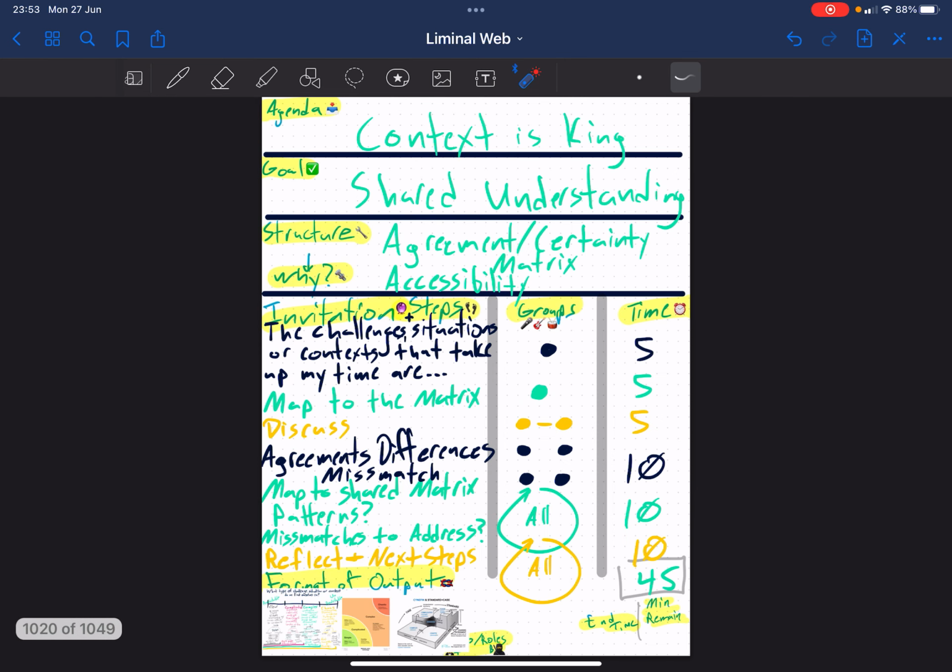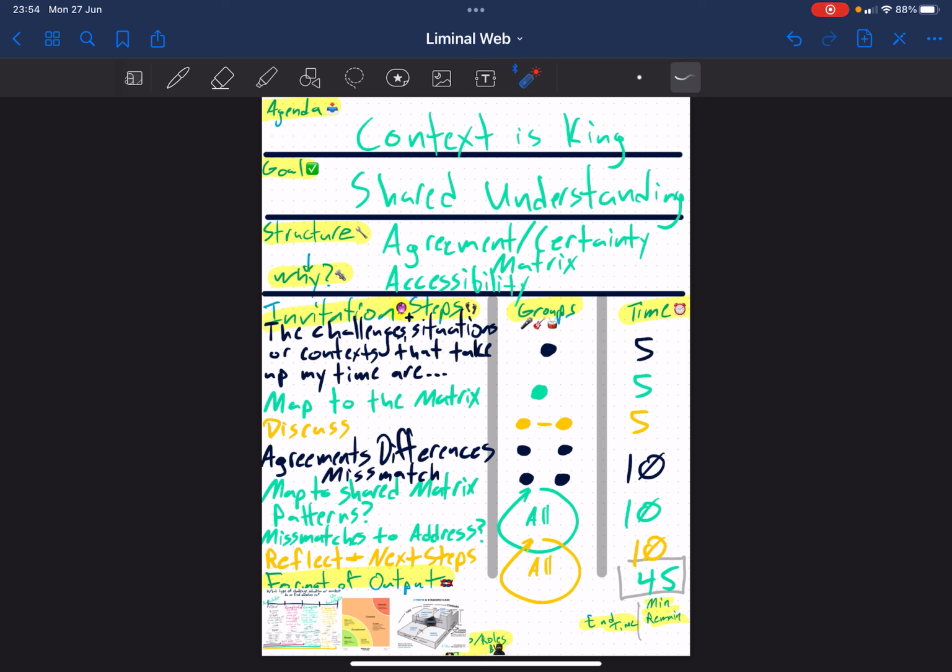But again, how do we make use of this pattern of collective sense making to come to some form of shared understanding? Roughly speaking, the steps are thus. We brainstorm what challenge, situation, or context take up our time. Just make a list individually and give yourself about 5 minutes to do so. Once you've got that list, map those items to that matrix or that line graph that I just showed you. Give yourself about 5 minutes. First thought, best thought. Try not to overthink it too much.